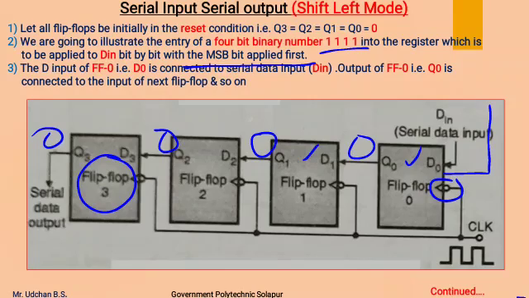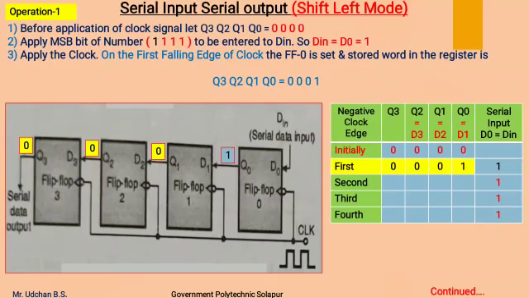The D input of flip-flop 0, that is D0, is connected to the serial data input pin, and the output of flip-flop 0, that is Q0, is connected to the input of the next flip-flop, and so on. Now this is the description of this circuit. Now we will see the operation. Before the application of the clock pulse, let Q3, Q2, Q1, Q0 be 0 0 0 0.